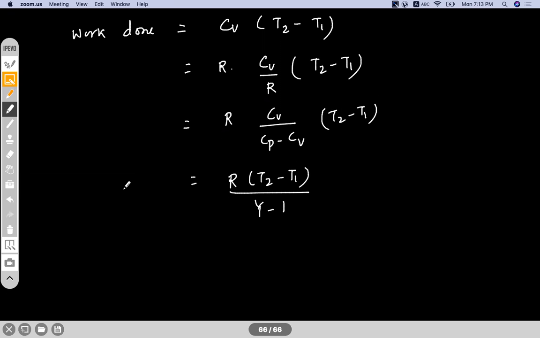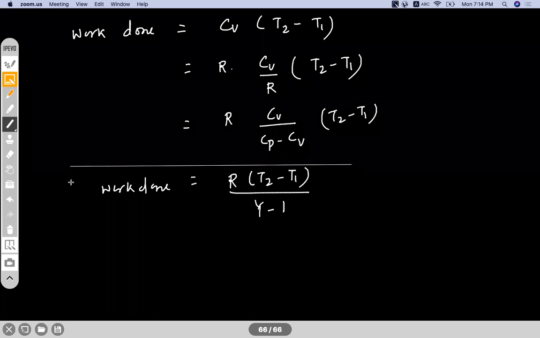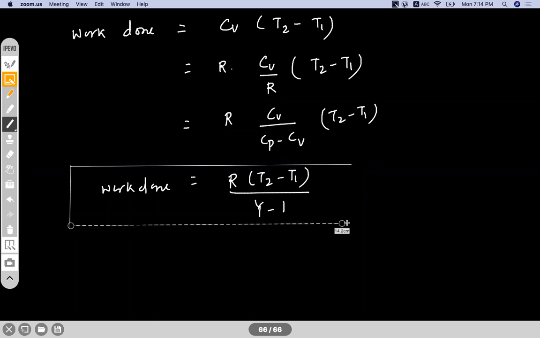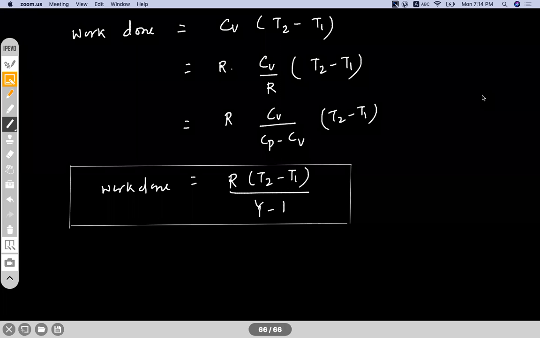This is the expression of work done for adiabatic process. It's adiabatic, not isothermal. In isothermal, delta T was zero, and that was irreversible. We're talking about reversible now. Okay, condition you must take care of.